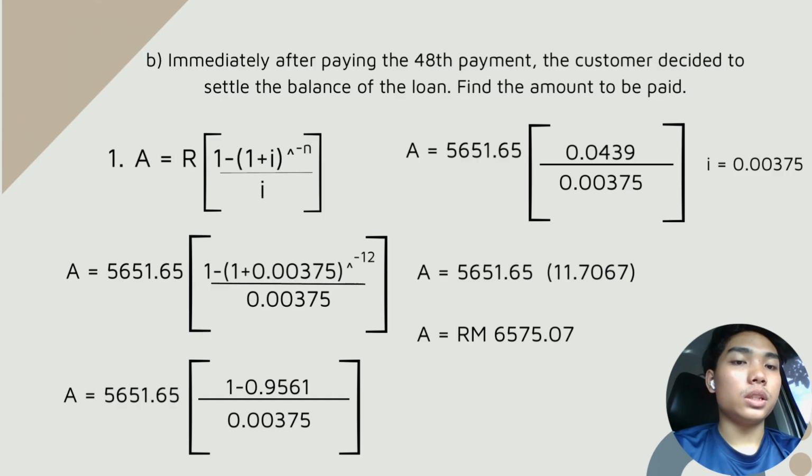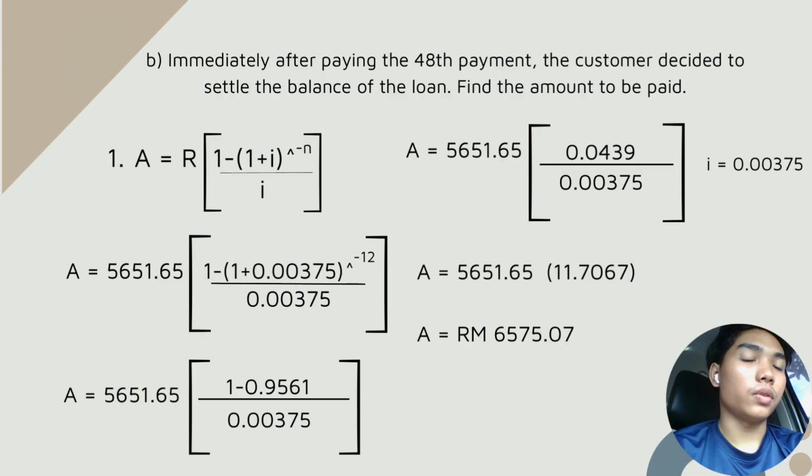First thing first, we list down all the information: R equals RM561.65, and i equals 0.045 per 12, which gives 0.00375, and n equals 12, which is the remaining payments. Then substituting all the information in the formula: A = 561.65[(1 - (1 + 0.00375)^(-12)) / 0.00375].